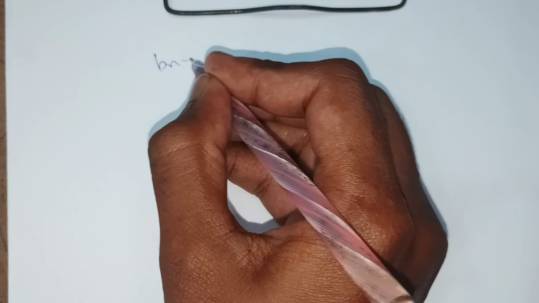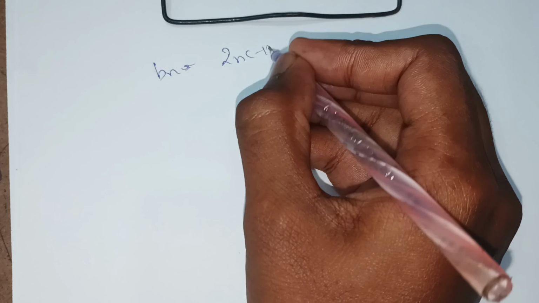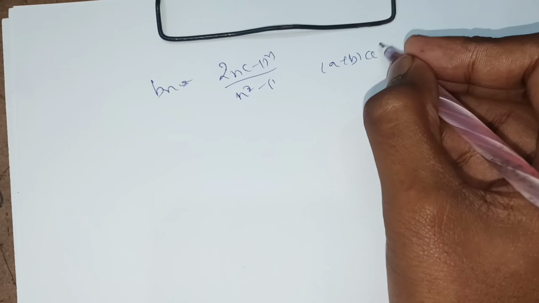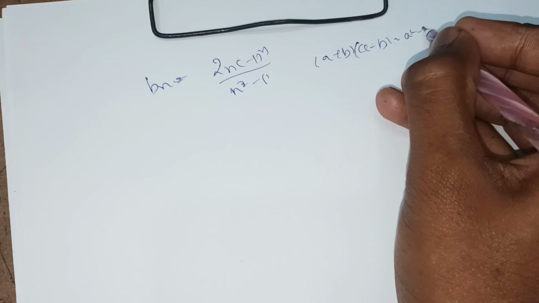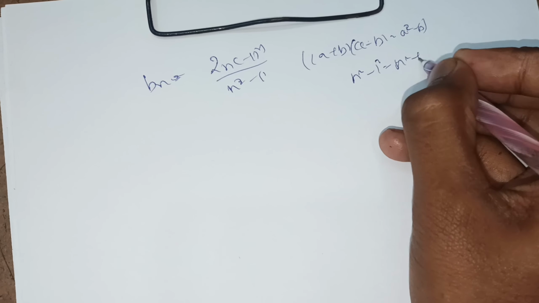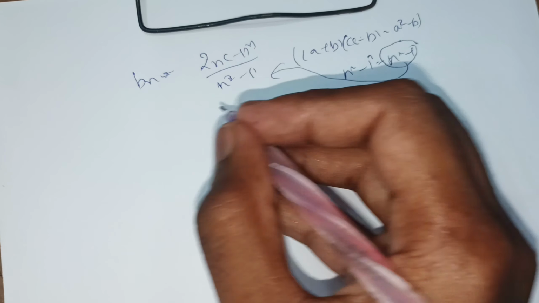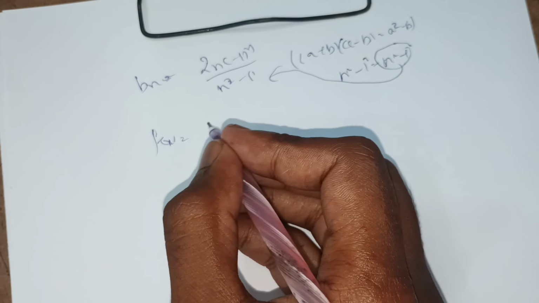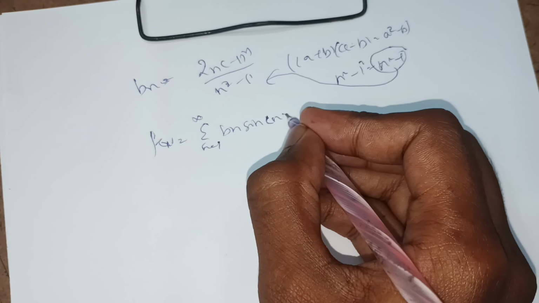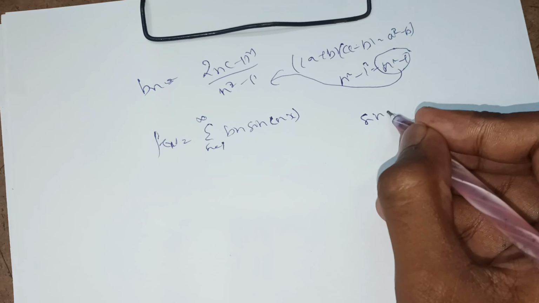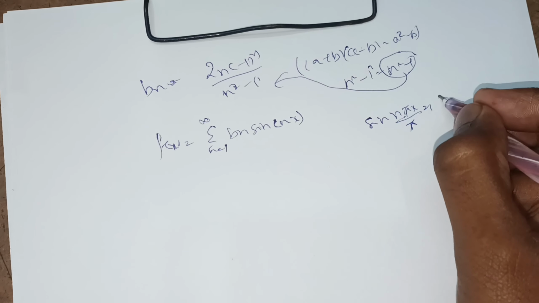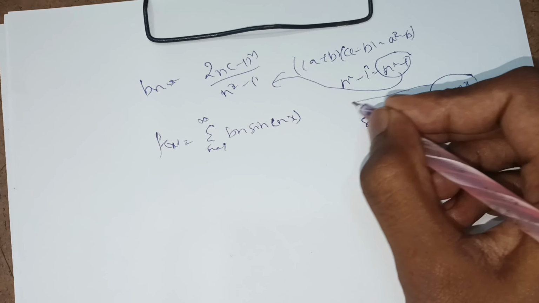So here bn value is equal to 2n into minus 1 whole power n by n square minus 1. So here a plus b into a minus b was what here, is a square minus b square. So here n square minus 1 equal to 1 square equal to n square minus 1. So I write it n square minus 1 here. So next f of x equal to summation n equal to 1 to infinity bn sine nx. Sine n pi x by l is what here? N pi x by l is n pi x by pi. So pi pi will be cancelled. We will get nx. So this is nx I wrote here.